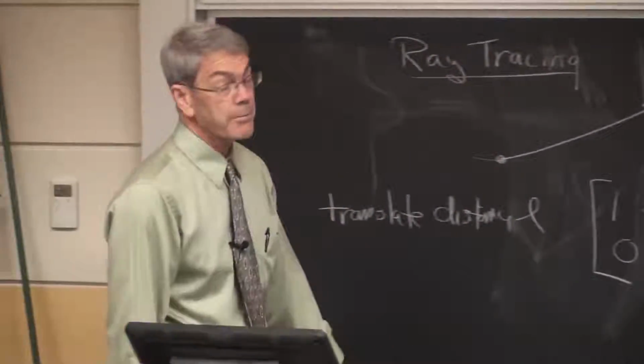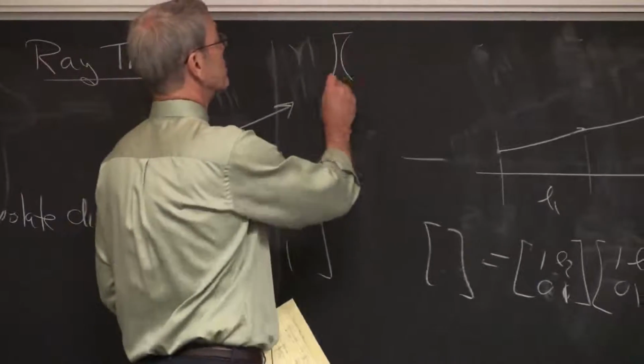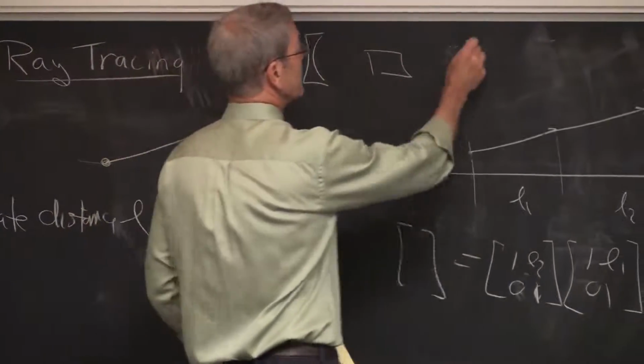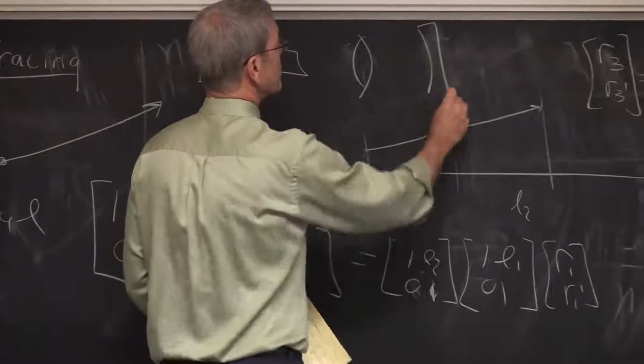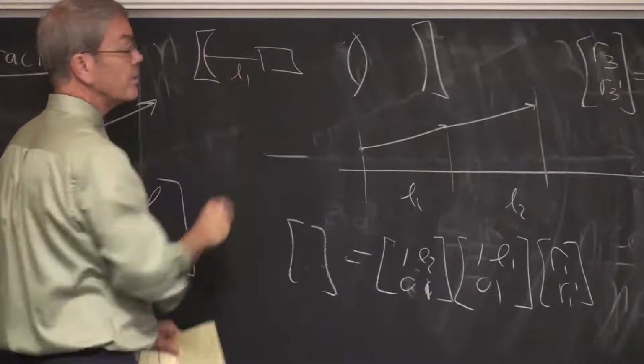So we will do this in optical cavities. I've got a laser cavity. It's going to have a mirror. It's going to have a gain medium. Maybe it's got a lens, and it's got another mirror. So I'm going to propagate from this mirror to there. That's going to be L1.